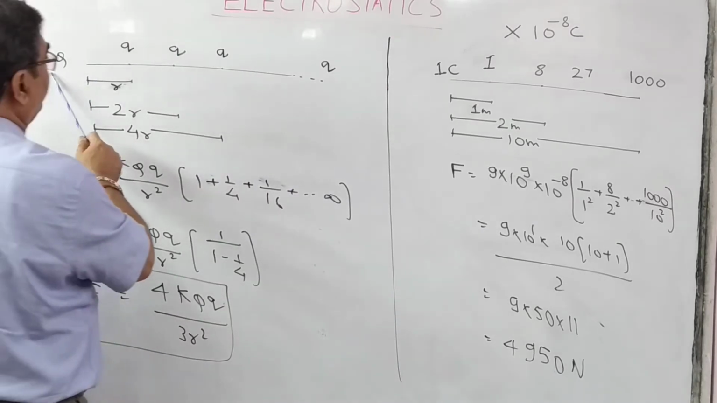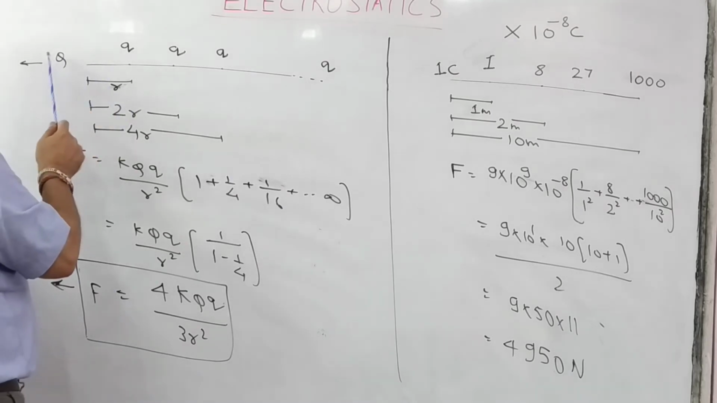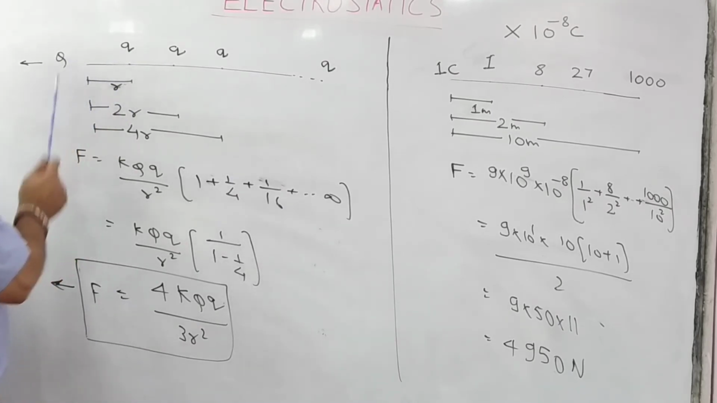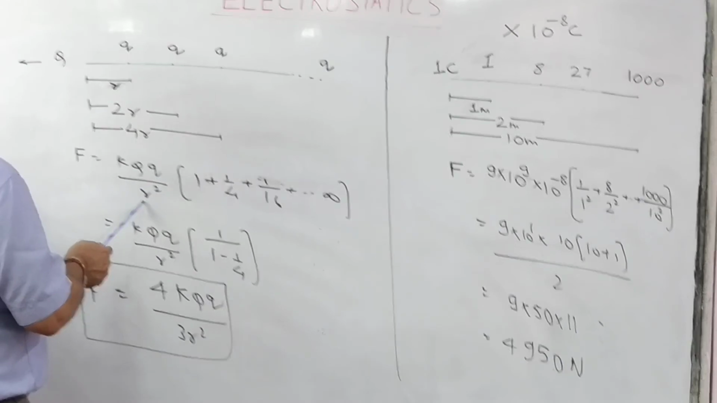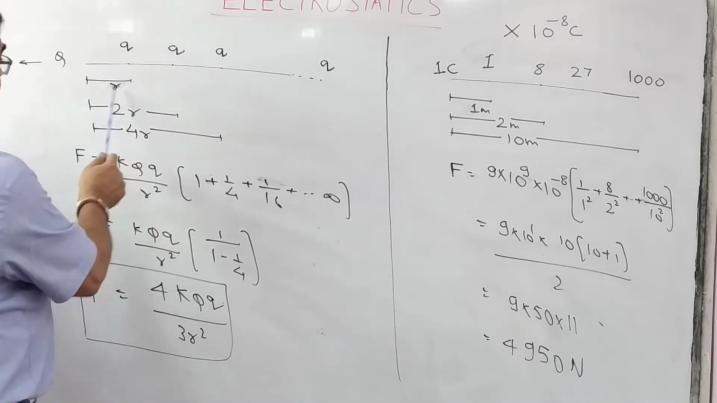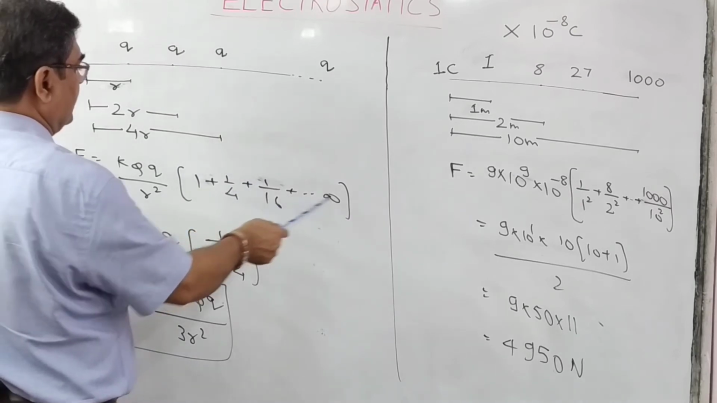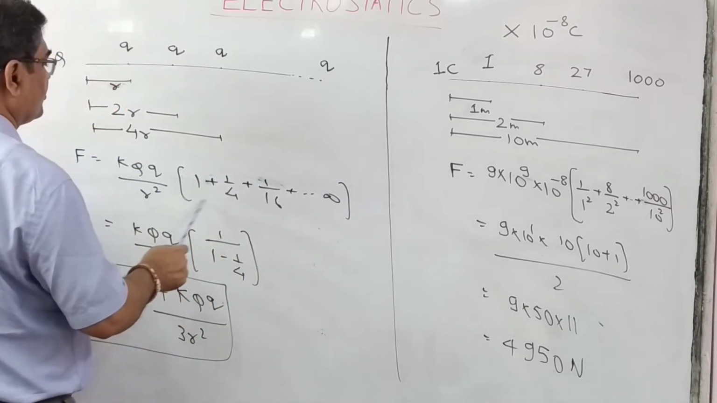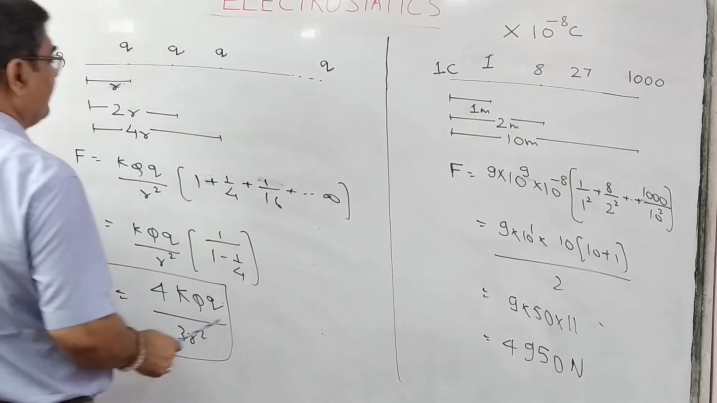Okay, so we can directly add up in a scalar way. Okay, and what is the force on capital Q due to small q? K Q q upon R square. Okay, so what is the total force experienced by this charge capital Q? F equal to K Q q upon R square, in bracket what will come? 1 plus 1 upon 4 plus 1 upon 16 up to infinity. This is a geometrical progression series whose common ratio is how much? 1 upon 4.